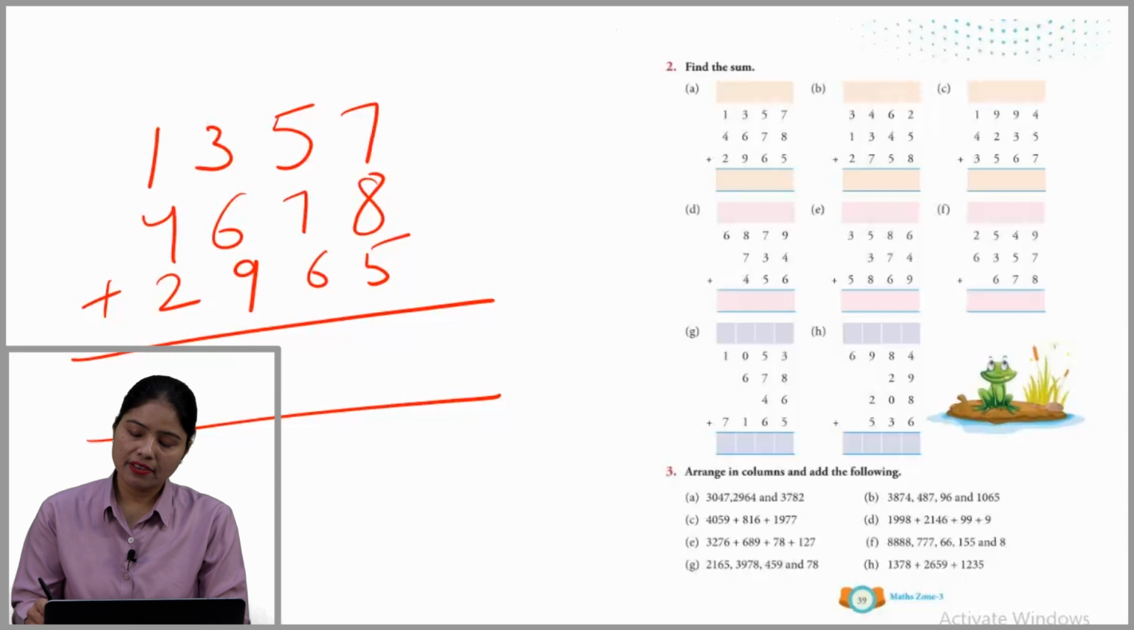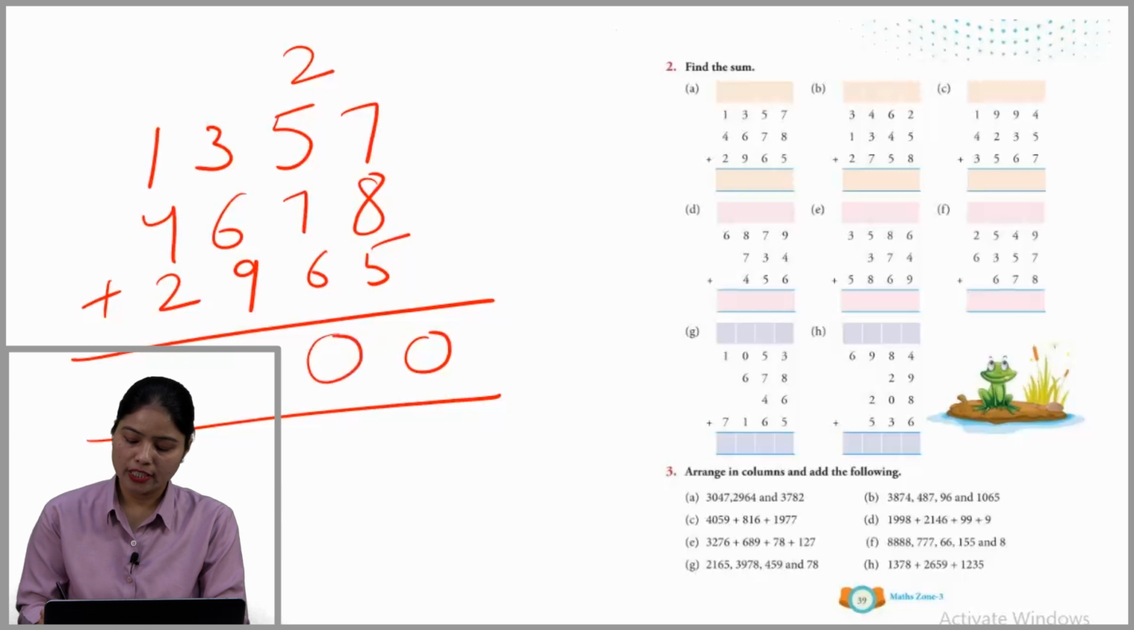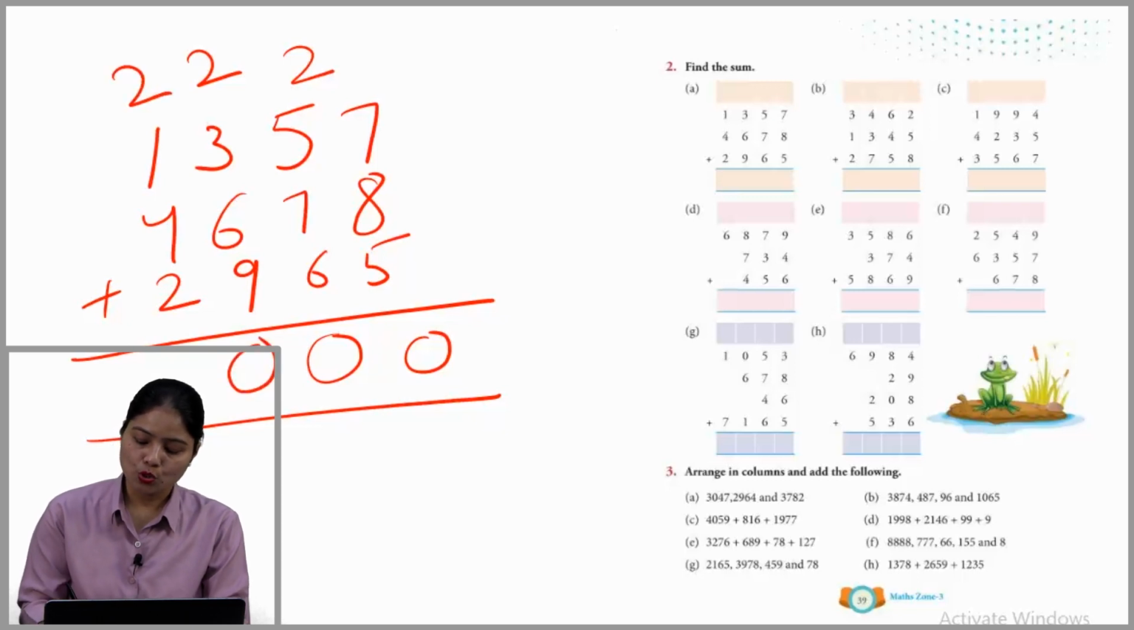So 7, 8 and 5. So add both the numbers 7 and 8. 15 and 15 and 5 is 20. So 0 and carry 2. So start with 6 and 7, 13, 14, 15, 15 and 5 is 20, 2, carry 2. 9 and 6 is 15, 18, 20, 0, carry 2, so 4, 2, 6, 7, 8 and 9.